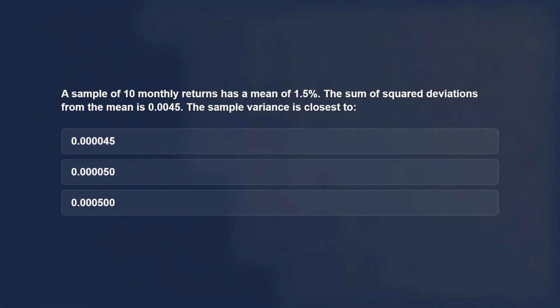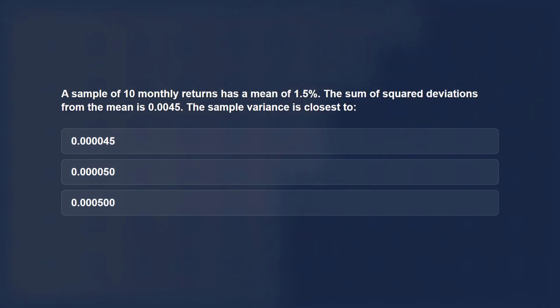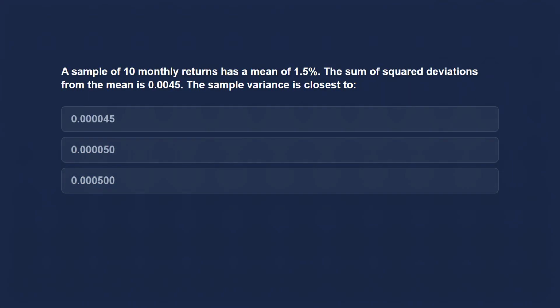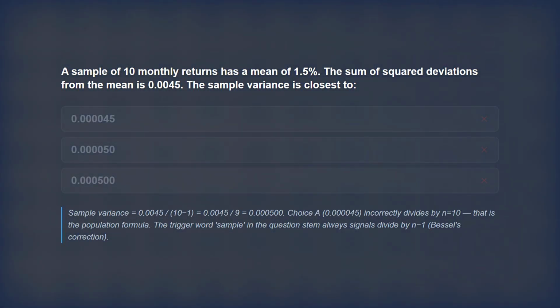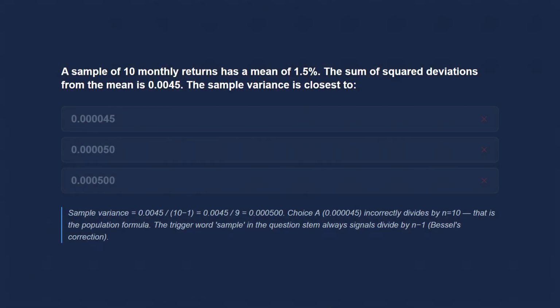The answer is C. Sample variance equals sum of squared deviations divided by n-1. 0.0045 divided by 9 equals 0.0005. Choice A, 0.000045, divides by n equals 10. That is the population formula.